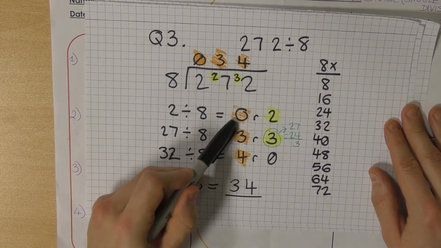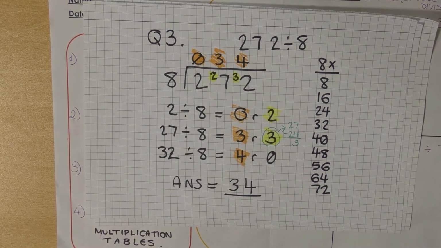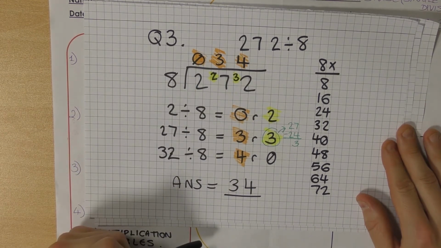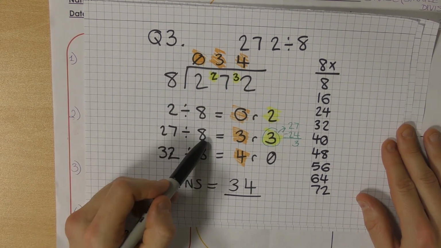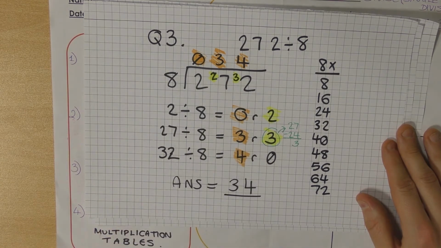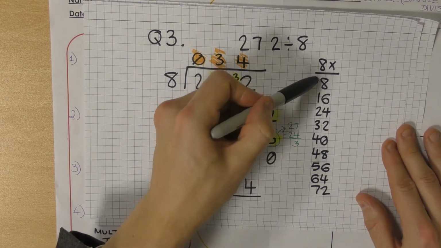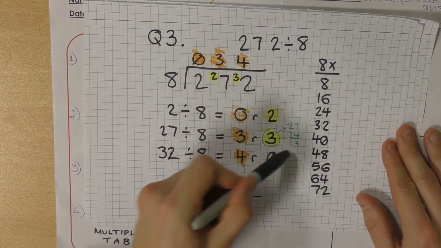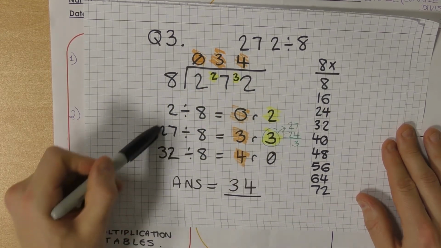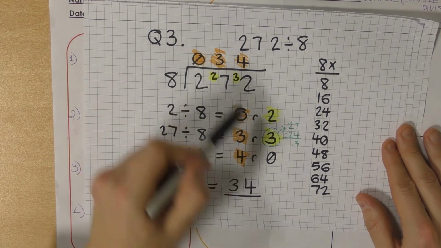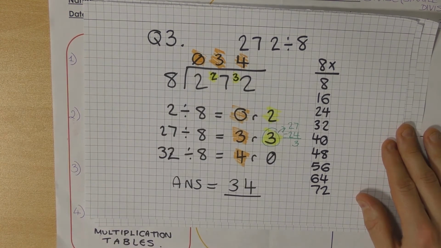2 divided by 8 is 0, remainder 2. The 0 goes above the 2 and the remainder goes into the next column. 27 divided by 8 is 3, remainder 3. Well, how did I work out the remainder? I worked out that 3 lots of 8 is 24, and if I took it away from 27, I'm left with 3 left over. That is the remainder. So the 3 would go there and the remainder would go there.